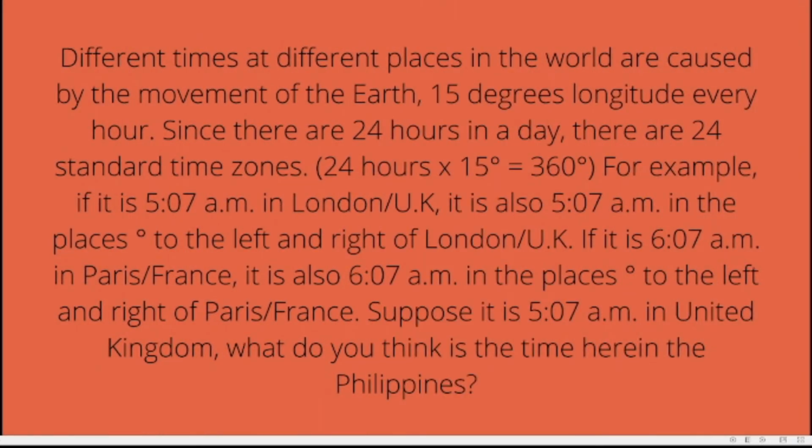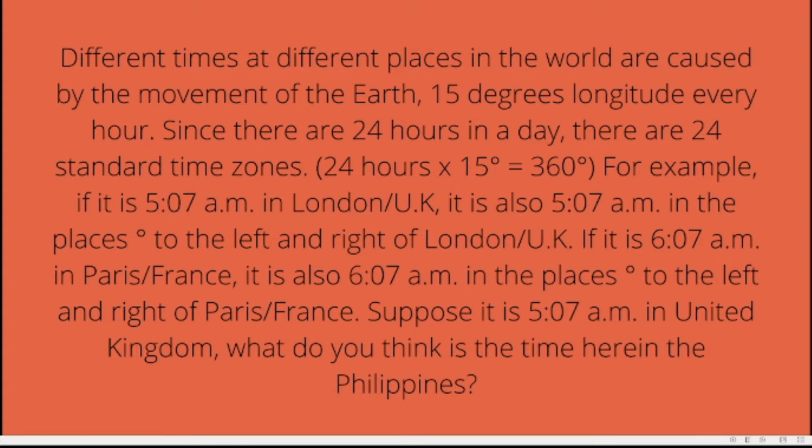Different times in different places in the world are caused by the movement of the Earth, 15 degrees longitude every hour. Since there are 24 hours in a day, there are 24 standard time zones. 24 hours times 15 degrees is equal to 360 degrees.